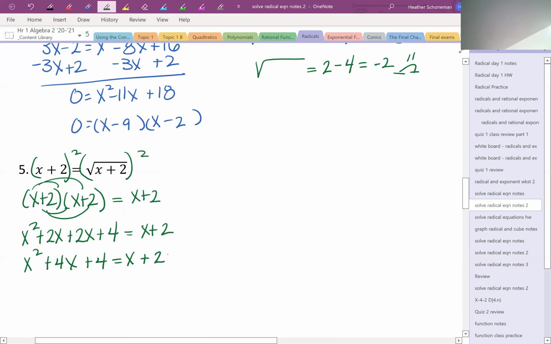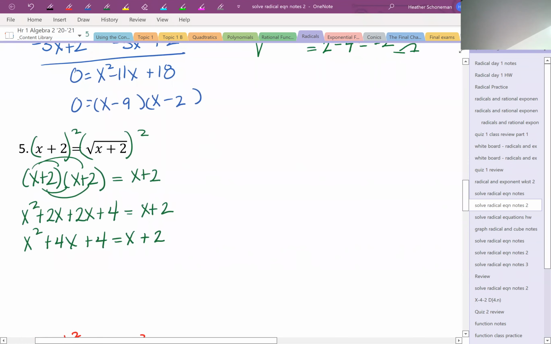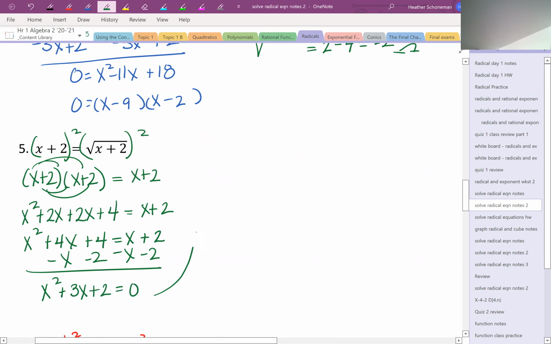Now we stop and look. It's a quadratic equation, and because it's quadratic, we need to set it equal to 0, and we want to keep the x squared positive. The x squared is positive where it is, so we're not going to move it. We're going to leave it there and subtract x from both sides and subtract 2. That leaves me with x squared plus 3x plus 2 equals 0. Okay, now we're going to factor that. The two numbers that multiply to 2 and add to 3 would be 2 and 1. So we solve: x equals -2 and -1.